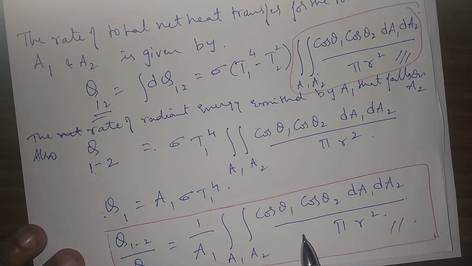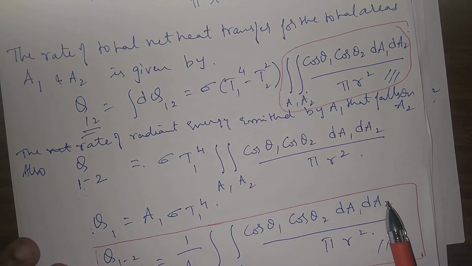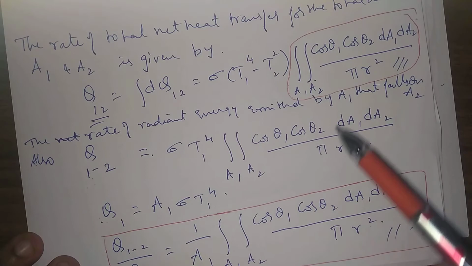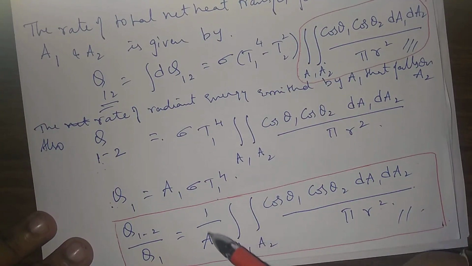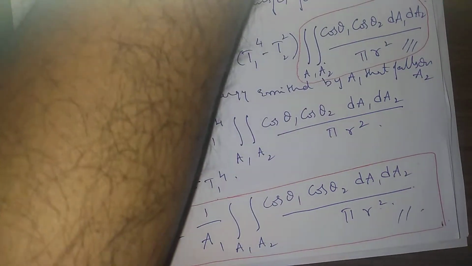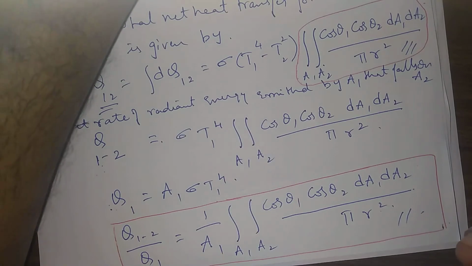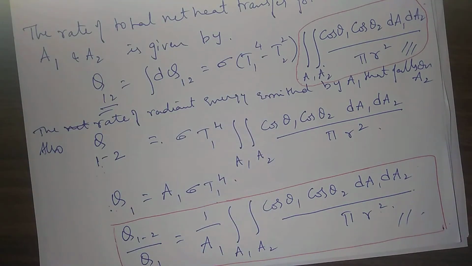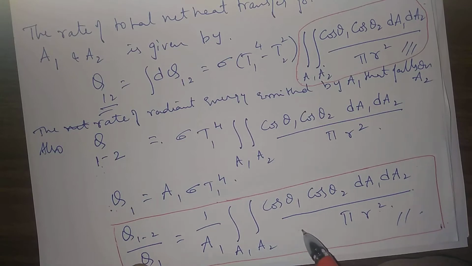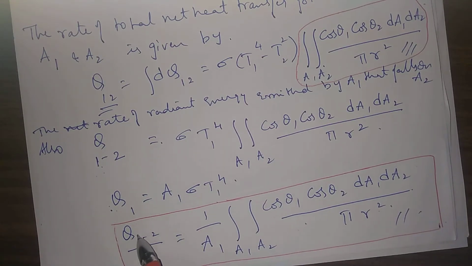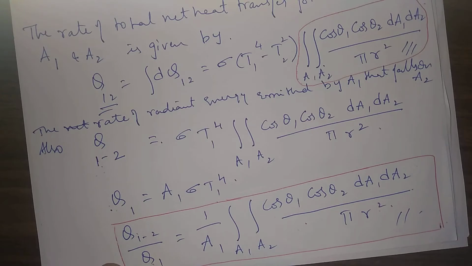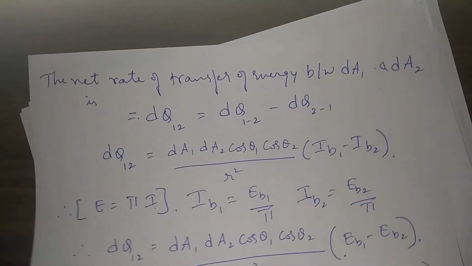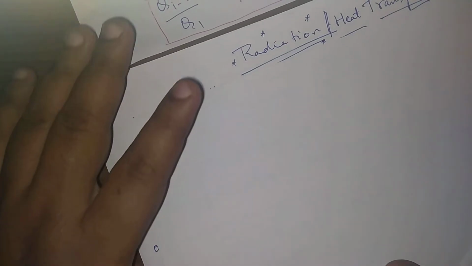Are you getting something here? So cos theta 1, cos theta 2, dA1, dA2 divided by pi r square, over A1, this is also the same. So this is giving what? It is the ratio of Q1 to 2 divided by Q1. This ratio, Q1 to 2 divided by Q1, is what is called the shape factor. Please don't forget this. This is a very, very important concept in the area of heat transfer. So you can write it here.